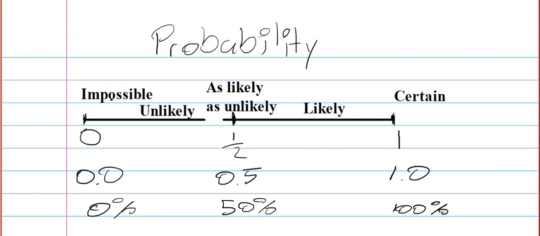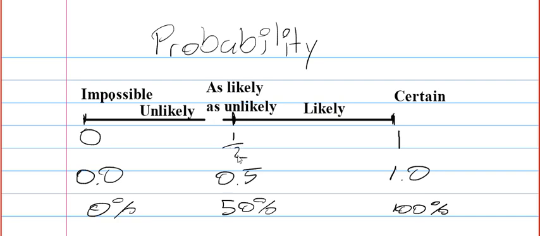Let's take a look at probability. If you get a probability of 0, this is just showing that it's impossible. Let's just say you had a six-sided die, and I say I want you to roll it, and I need you to get the number 7. Well, that's impossible because you can't get a number 7.